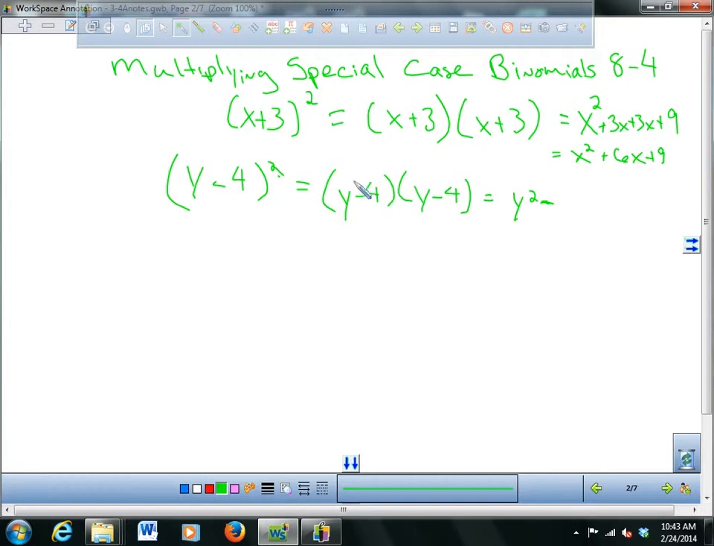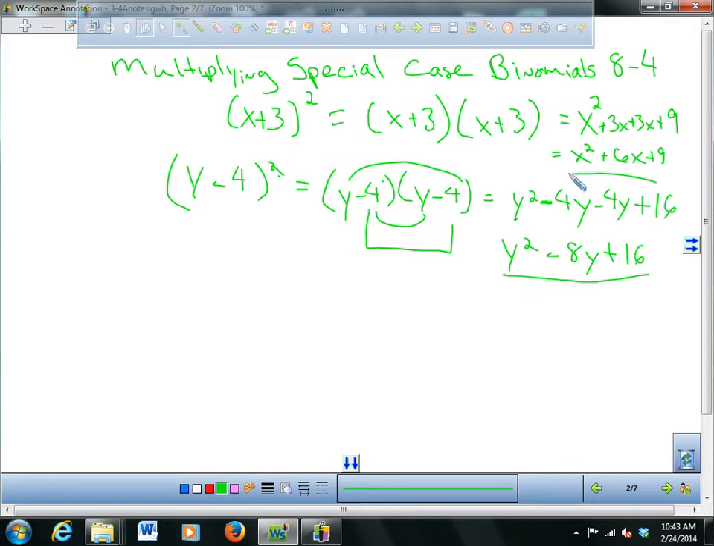First is y squared. Outer terms, what would that be? Minus 4y. Yeah. Inner terms, minus 4y. And last terms, minus 4 times minus 4. No, 4 times 4, plus 16. Okay? Now I'm going to combine like terms. Y squared minus 8y plus 16.